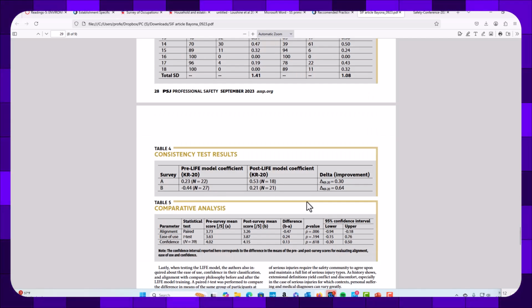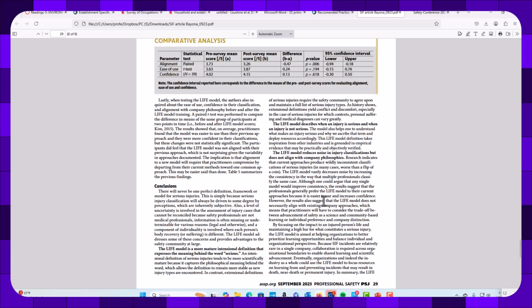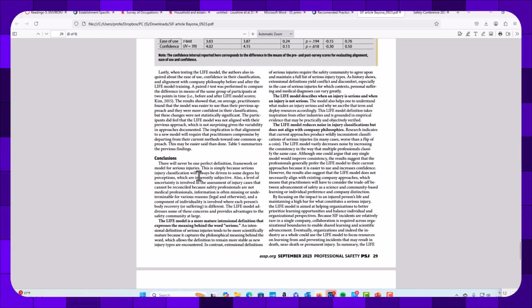Yeah, they're breaking things down. They're trying to justify it. So the conclusion, there will never be a perfect definition, framework, or model. Okay, yeah, I'm down with that. We're in the same boat there. The life model is more of a mature, but it's still based on the outcome. Whereas I thought with the CIF potential, that wouldn't capture it.